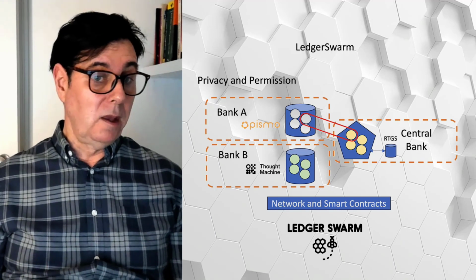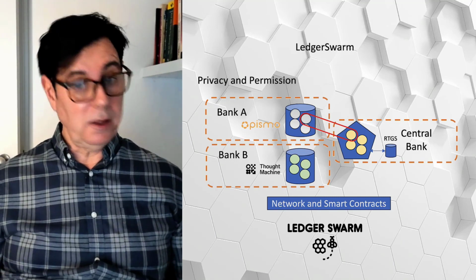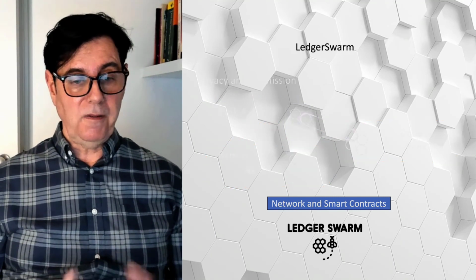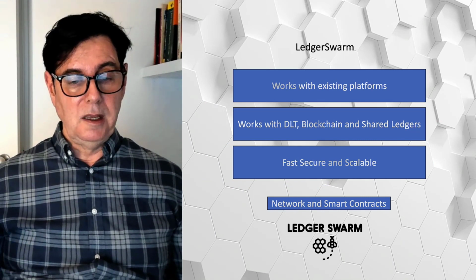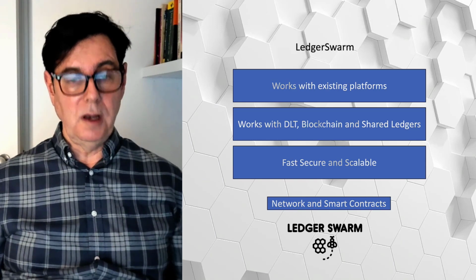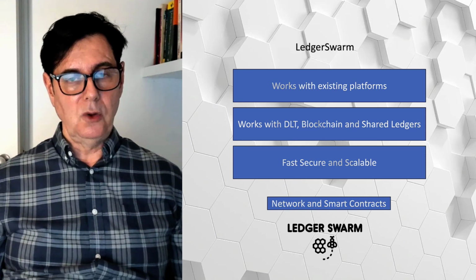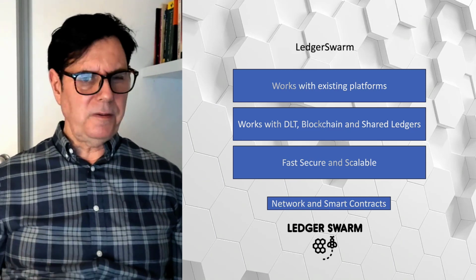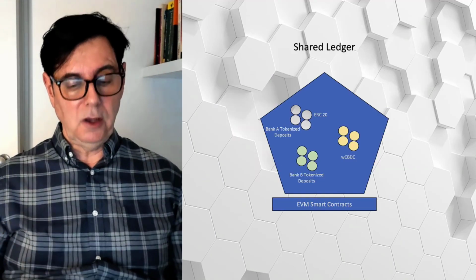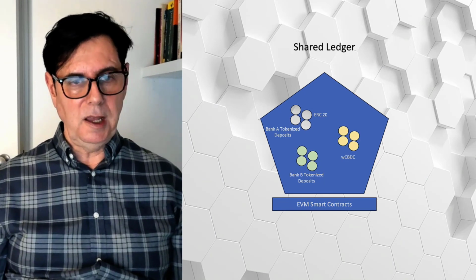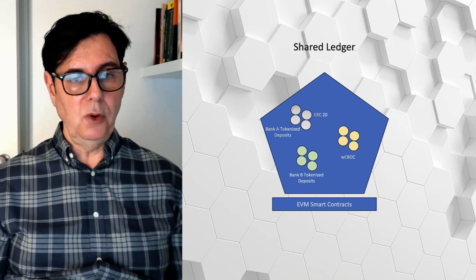So LedgerSwarm works with existing platforms. It also works with DLT, blockchain, and other kinds of shared ledgers. It's fast, incredibly fast, secure, and scalable. And it has a reliable network and smart contract framework that operates on top of all of those different platforms. So what we've done today is really take you through this thought process that we went through when going from this idea of a shared ledger to something that's practically implementable and scalable within the world of banking.